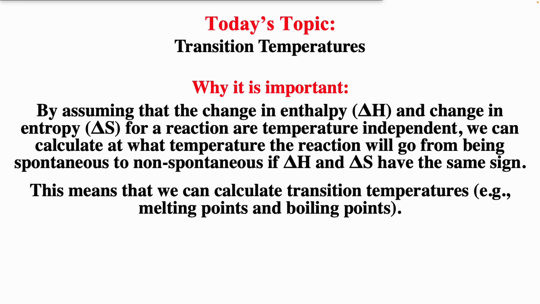By assuming that the change in enthalpy and change in entropy for a reaction of the system is temperature independent, we can actually calculate at what temperature the reaction will go from being spontaneous to non-spontaneous. Now, remember, if delta H and delta S of the system have the same sign, then the spontaneity of the reaction will depend on temperature. This means that we can calculate transition temperatures, when a reaction goes from being spontaneous to non-spontaneous, such as boiling points and melting points.